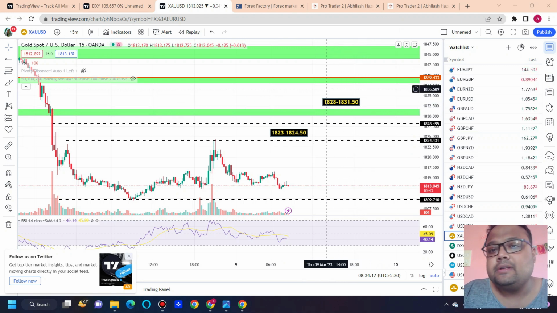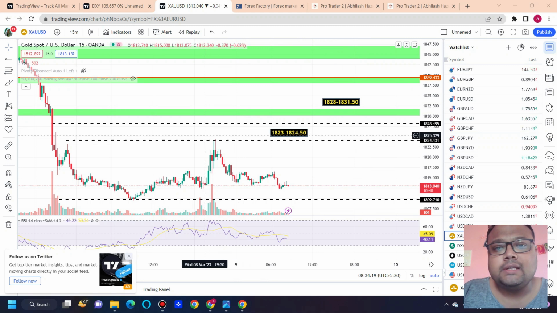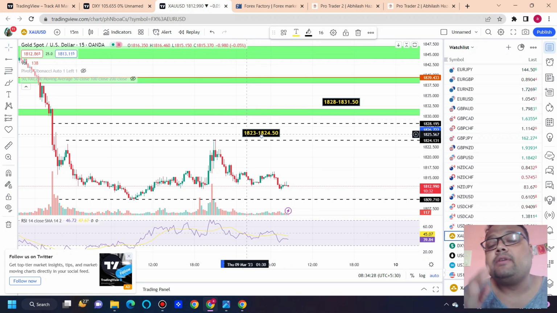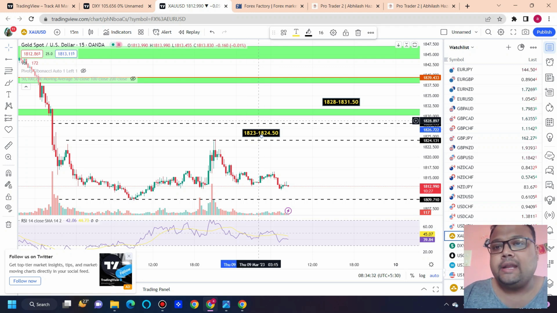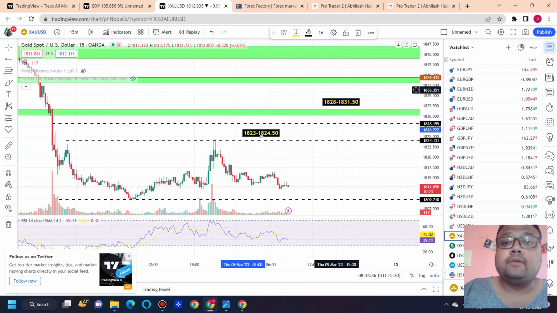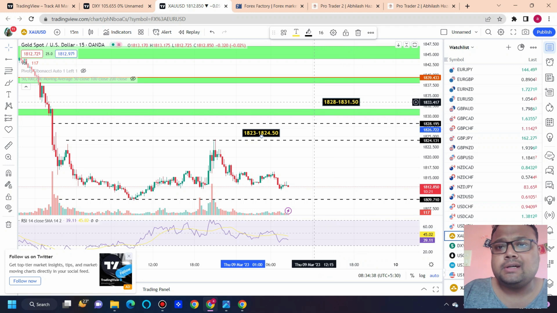This is the next big resistance on the chart of gold. See, this resistance is not a very strong resistance, 1823.24. We are considering 1823.24 only because the volatility of the market is low right now. But technically, 1828 to 1831.50 is a better level from where you can expect some reversal. If the market reverses, you can go for a sell position.